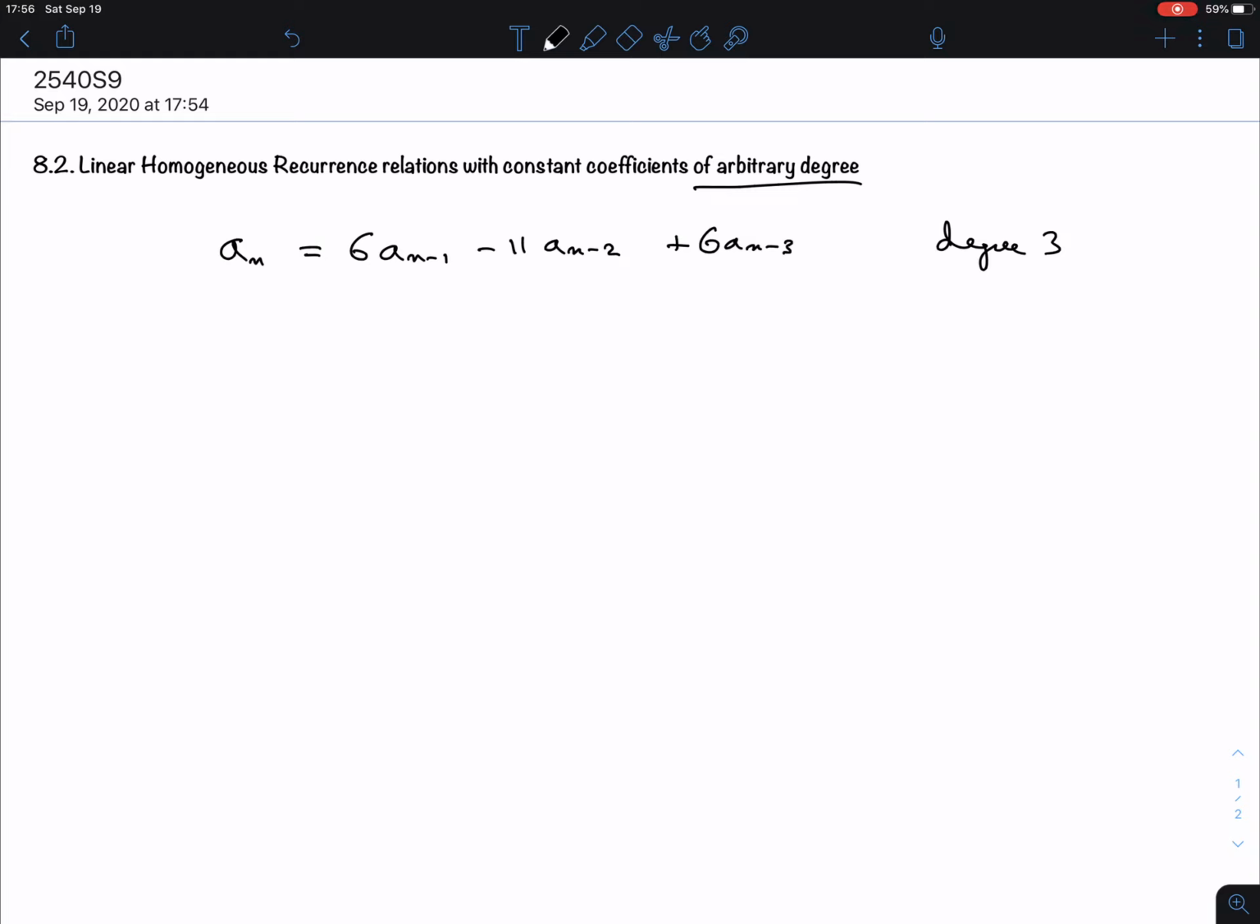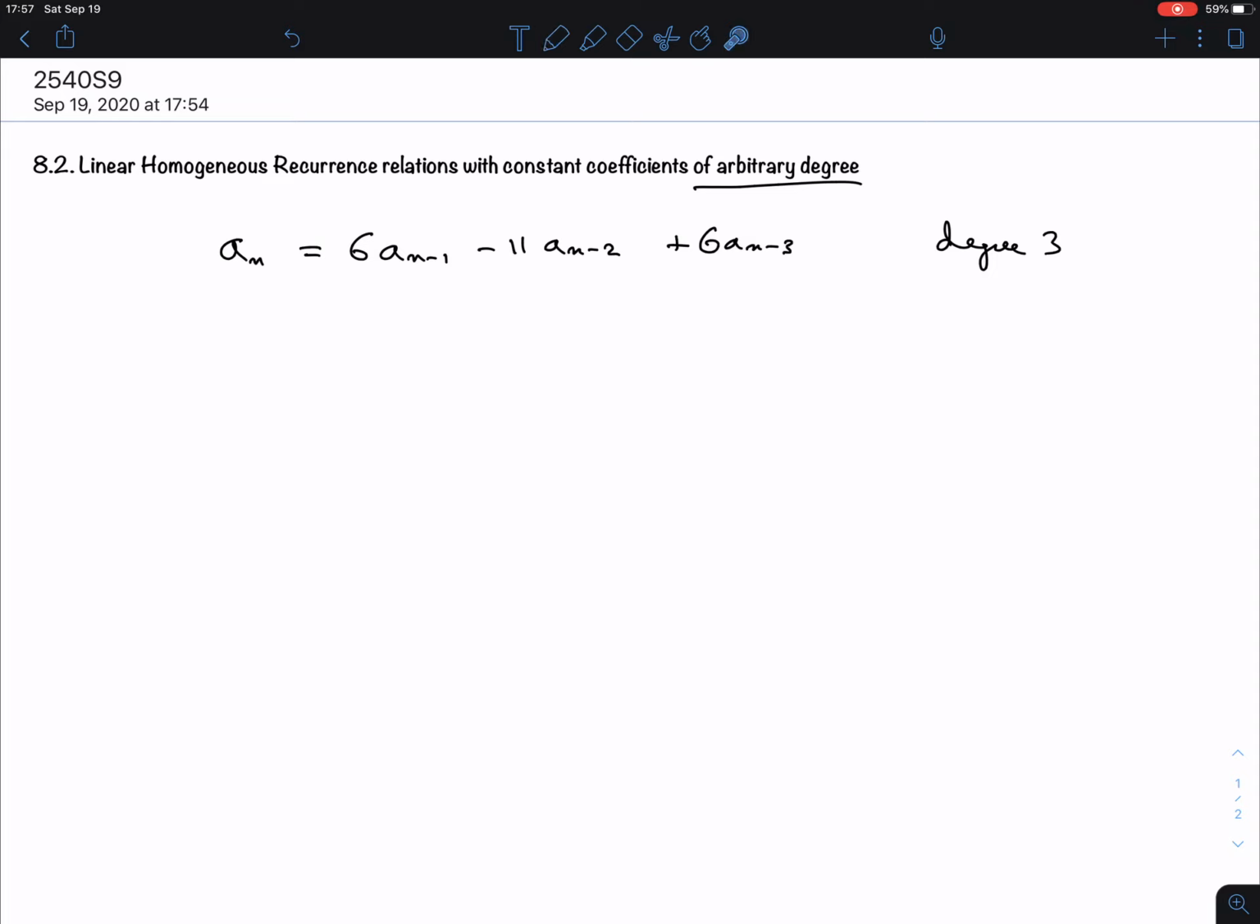Remember, sometimes a particular term could be hidden. For instance, if this coefficient was 0, you would not see this term, and there would be only 2 non-zero terms, but it doesn't mean the degree is 2. The degree is always how far I have to go back, not the number of terms. Don't get confused by that. Okay, so that's degree 3. It's constant coefficients.